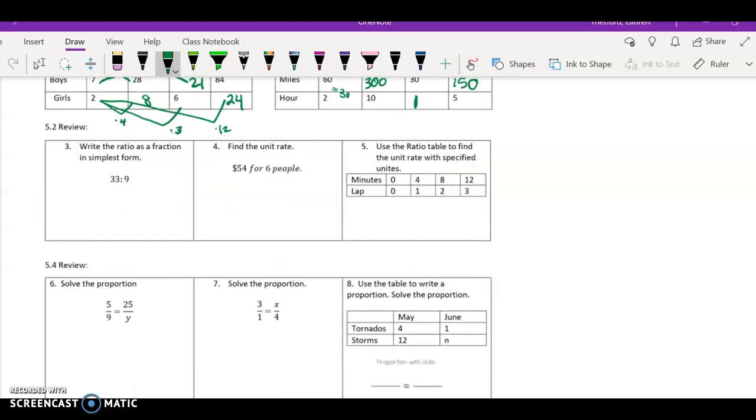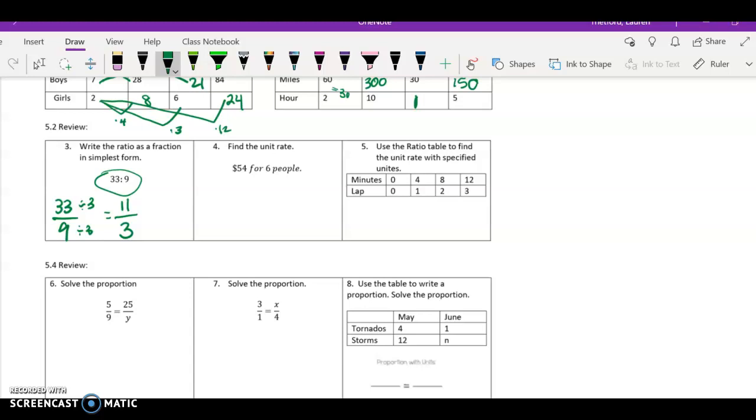For 5.2 review, we just are reviewing what we learned last week in class. So this is writing our ratio in simplest form. So we have 33 over 9. I can divide by 3 on top and bottom, and I should have gotten 11 over 3.